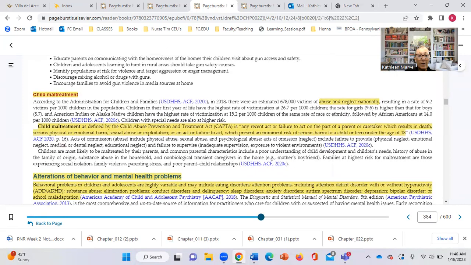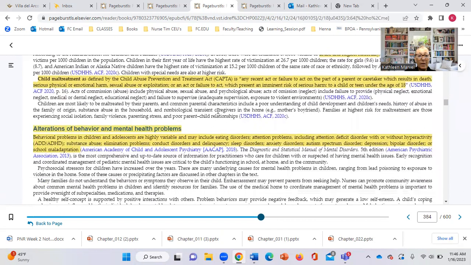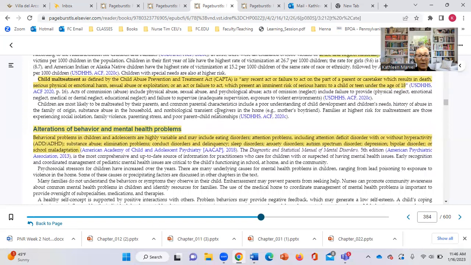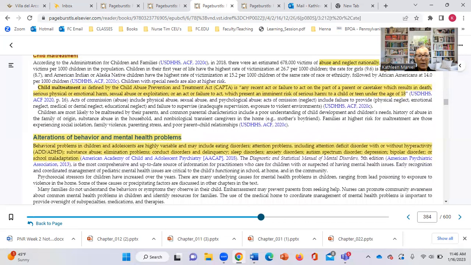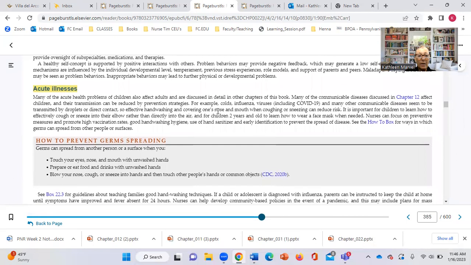One of the other issues is child abuse and neglect. Okay, that's part of our assessment for kids. Mental health issues, behavioral problems, attention issues, sleep issues, anxiety, autism, depression, bipolar, lots of those. We have to be prepared to do not only a physical assessment, but a mental health assessment. And that also includes the assessment for child abuse.